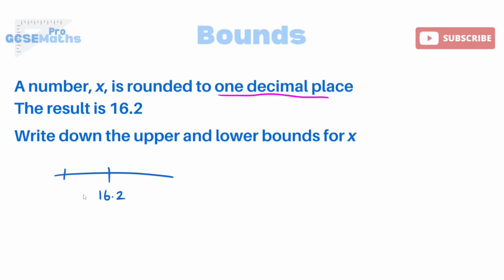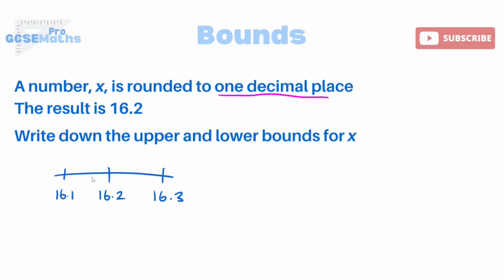So what I mean by that is one below 16.2 is 16.1, isn't it? We're looking at that one decimal place there. One below is 16.1, and then one above is 16.3. Now, those aren't the upper and lower bounds, right? Because obviously 16.1 is a different number that I could round down to. 16.3 is a number I could round up to. So it's not those, but just do that.